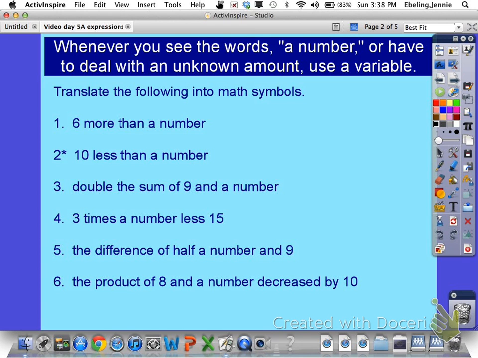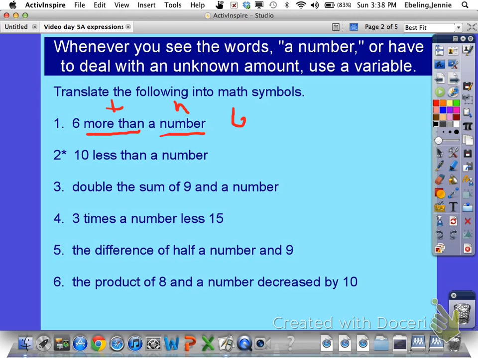Alright, now let's take a look at some algebraic expressions and translate them into the math symbols. Whenever you see the words like a number, or you have to deal with some unknown amount, always use a variable. Now you can use any variable you want, but sometimes it's really good to use the first letter of the word that they're talking about so it has some meaning. Let's take a look at number 1. Number 1 says 6 more than a number. More than means to add. And when I see this number, that's where I'm going to be using my variable.